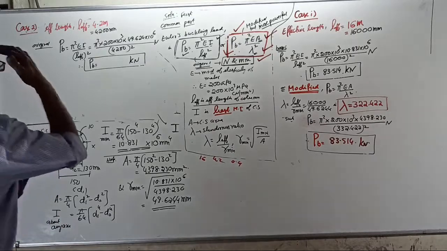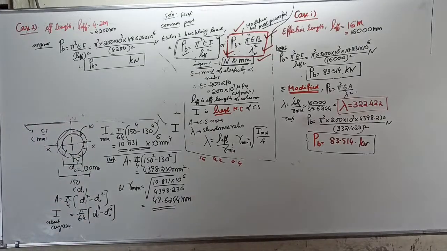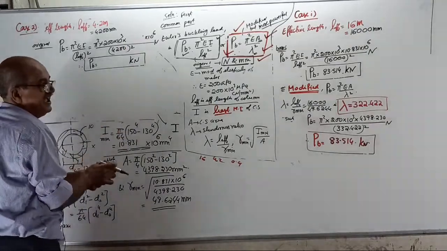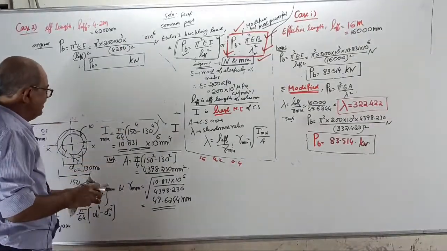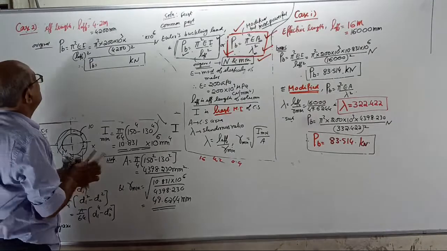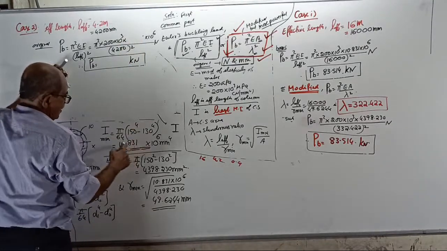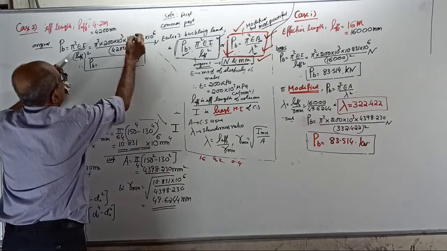Oh, it is R. What is this? This is my mistake. Sorry. My mistake. When I looked there, wrong. Okay. It is correct. You are right. I is 10.831. Okay.